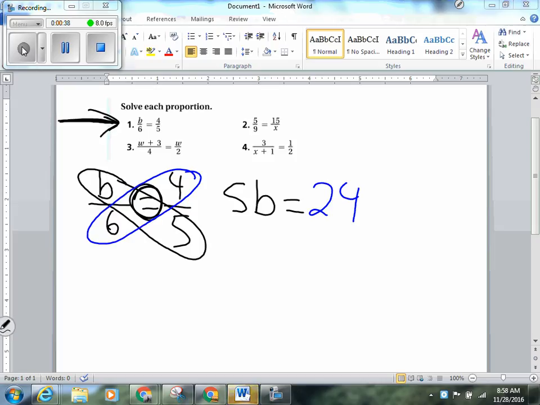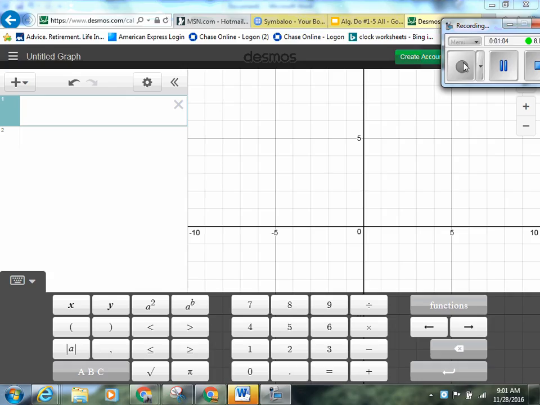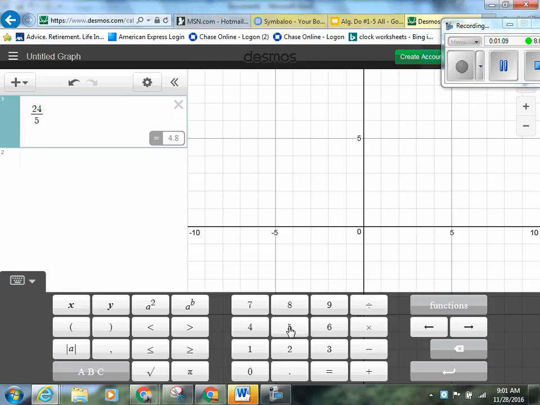Then we have a number next to a letter, which means we're going to have to divide them apart. So divide both sides by 5, divide both sides by 5. Those cancel, and we get b equals 24 over 5. Make that a little bit better. 24 over 5. You can put that in your calculator and get 24 divided by 5, and it'll be 4.8. So either one will work. Okay?